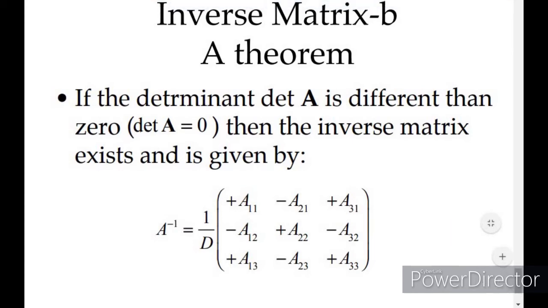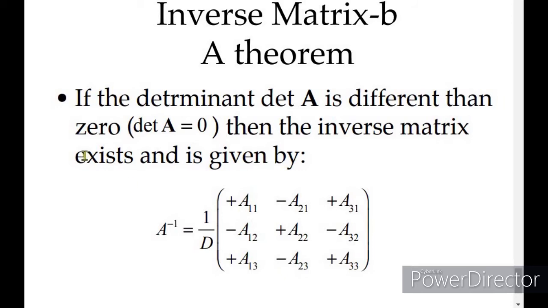Last property is this. If the determinant of A is different than 0, so if the determinant is not equal to 0, then the inverse matrix exists and is given like this. A raised to negative 1, meaning the inverse matrix, is equal to 1 over the determinant, which must be not equal to 0. This is the format of signs: positive, negative, positive, negative, positive, negative, positive, negative, positive.